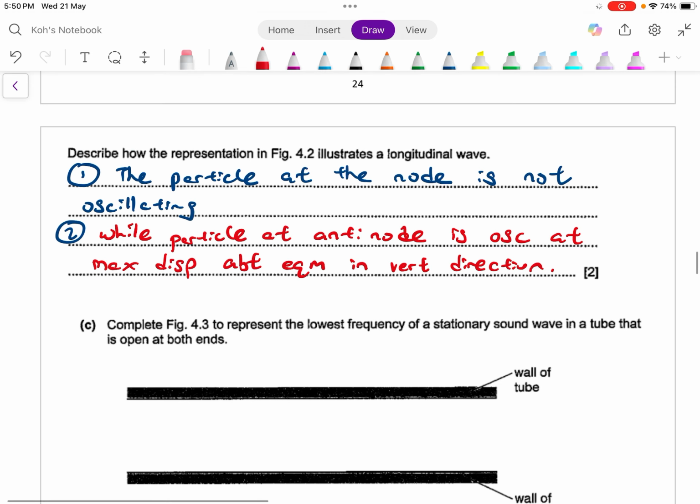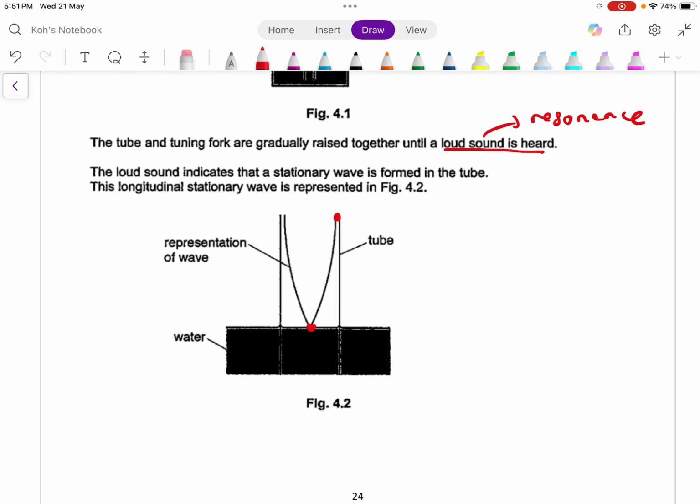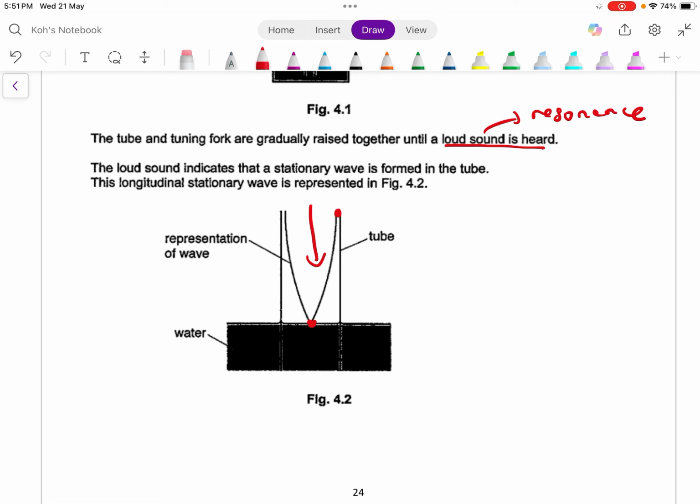Then for the very first part, we are asked to describe the representation in figure 4.2, which illustrates a longitudinal wave. For these 2 marks, you just need to say the particle at the node is not oscillating. Then we must also mention the antinode: the particle at the antinode is oscillating at the maximum displacement about equilibrium in the vertical direction, because it's a longitudinal wave. So for example, we have a sound wave traveling in the vertical direction. So we must mention the particle oscillates in the same direction, or in the parallel direction. So yeah, this is imperative.